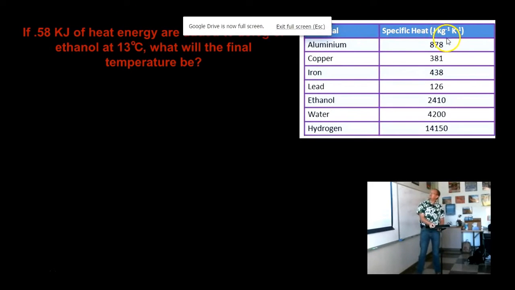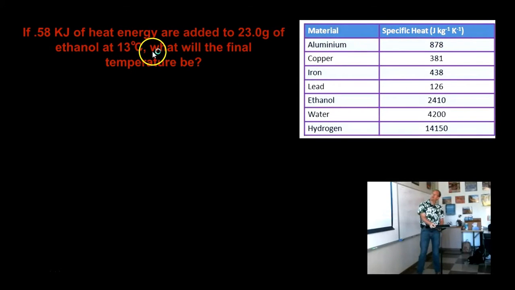This is given to us in kilograms and degrees Kelvin. I have degrees Celsius. The width of a degree Celsius and the width of a degree Kelvin is the same. I don't have to convert. And so joules, kilogram, Kelvin. I have kilojoules. I need to get to joules. And I have grams. I need to get to kilograms. And I have Celsius, but I can leave it.